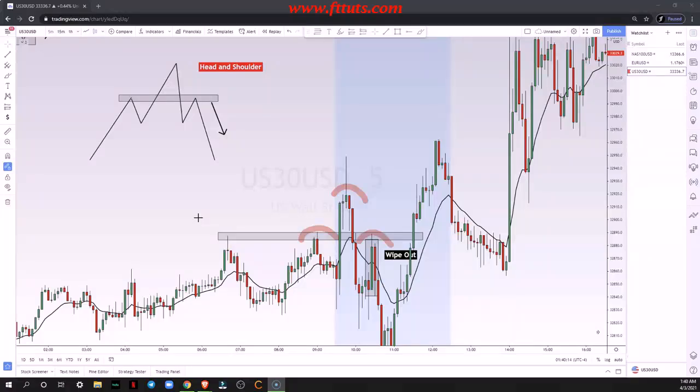All right, so this is part 2 of candlestick entries and patterns. So let's just get straight to it. All right, so this is an example of a regular head and shoulders.